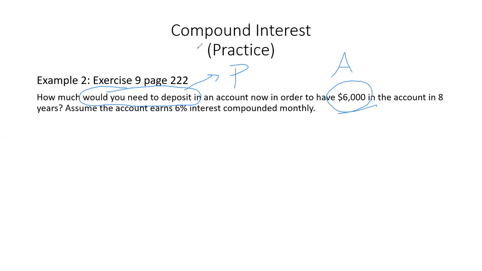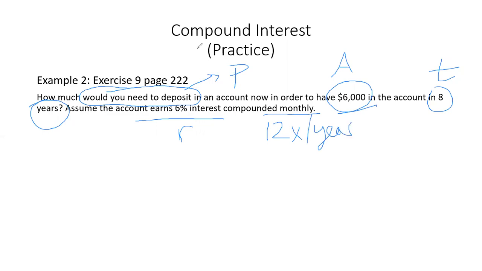So in order to have a final value of $6,000 in 8 years, that's our time. Assume the amount earns 6% interest, so that's our rate, compounded monthly. So that's telling us 12 times a year. I'm going to go ahead and write out the formula. So A is equal to principal times 1 plus R over K raised to the N times K power.